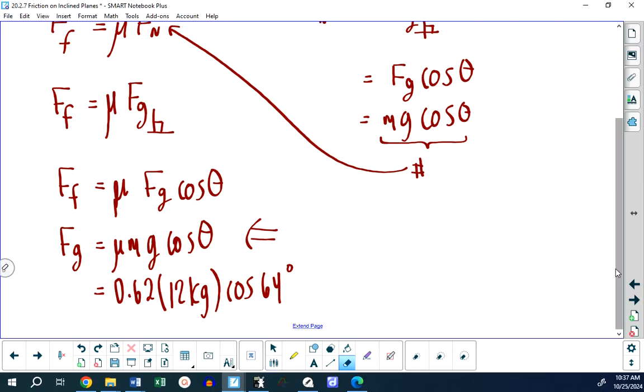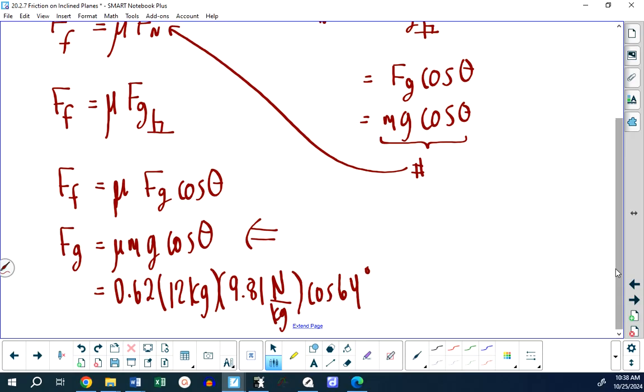And I forgot my 9.81. That would have been embarrassing. Newtons per kilogram times the cosine of 64. And once you build this equation, as soon as we get to, say, here, everyone, the physics is done. We're done the physics. Now we're just putting stuff in from a data sheet and numbers from the question.